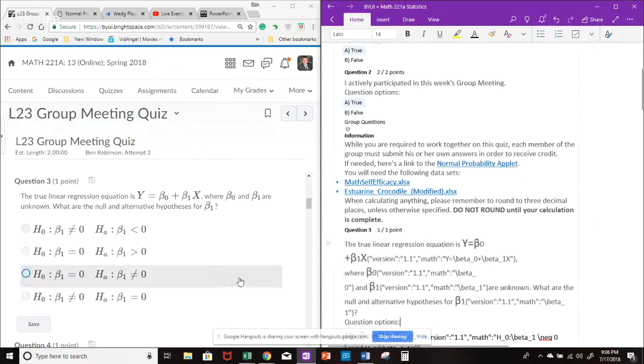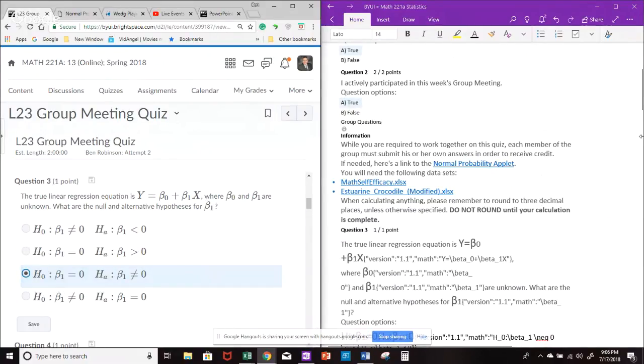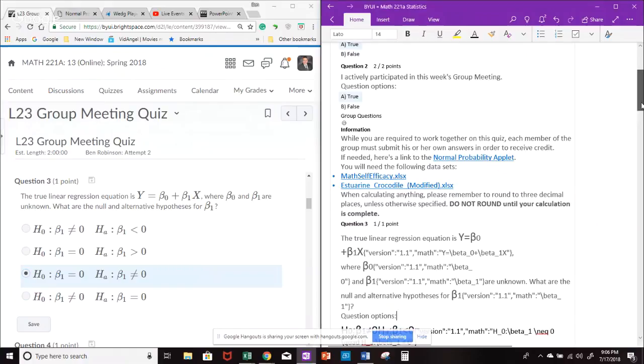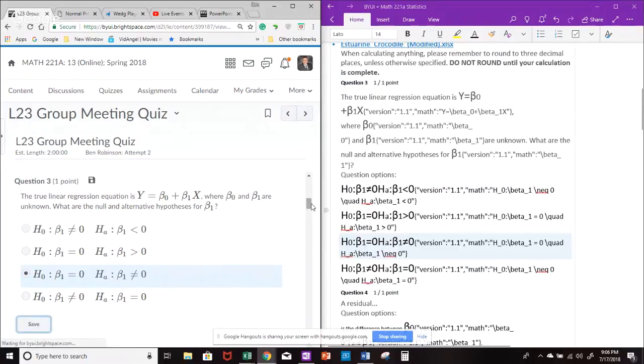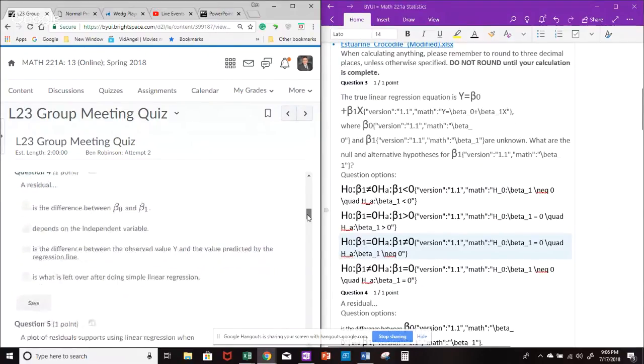Okay, and so the null hypothesis is that it is 0, and the alternative is that it is not 0. Okay, I agree. So the residual, number 3, is the difference between the observed value y and the value predicted by the regression line.